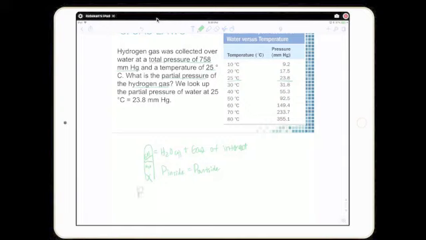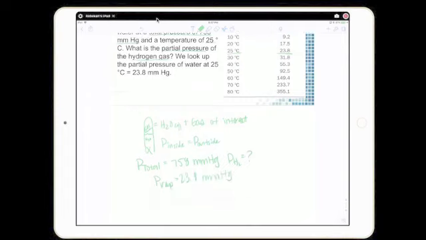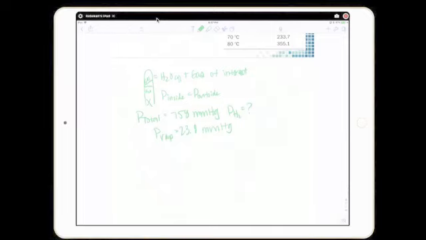So they give us a total pressure of 758 millimeters of mercury. They give us a partial pressure of the hydrogen gas. They want us to find that. And they tell us the P_vap, the vapor pressure of water, is 23.8 millimeters of mercury. So what is the pressure of the hydrogen? Well, it's going to be 758, the total pressure, minus the vapor pressure of water. Whatever is left over is going to be my pressure of the hydrogen gas.